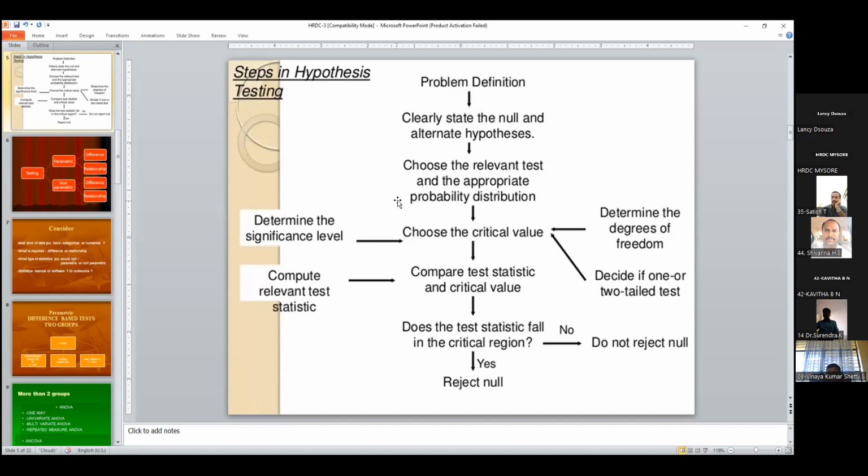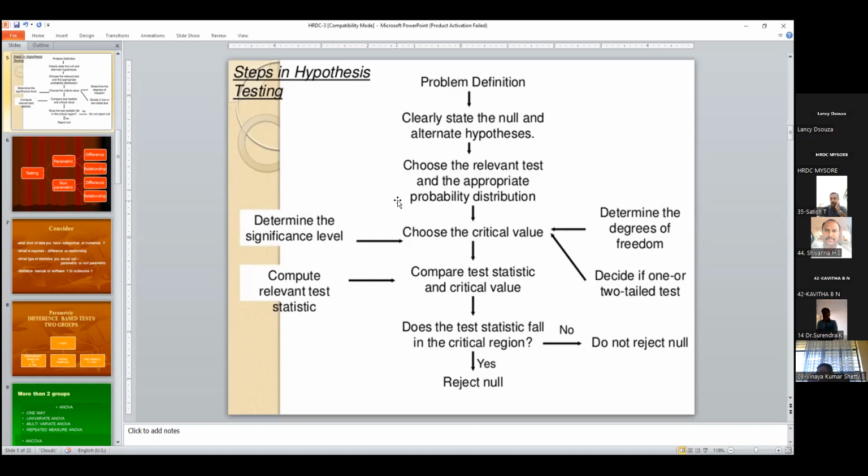Remember, whenever you formulate objectives or hypotheses, see to it that they fulfill the title as well as the objectives and hypotheses formulated. Because otherwise what happens, you collect the data and then later you find that the data is not matching or not answering your objectives or hypotheses. That's why yesterday also I told you, consult a good research expert in your area or in your field so that they can guide you better.